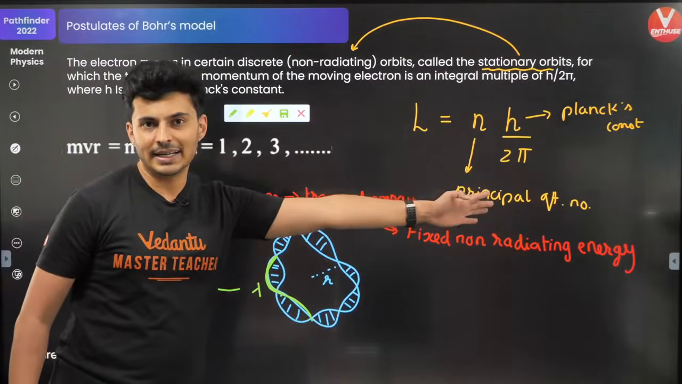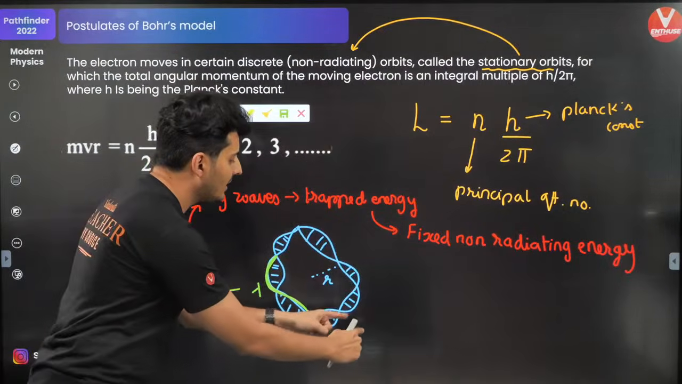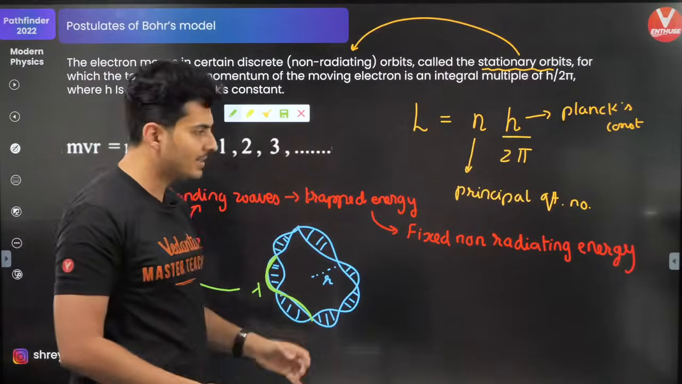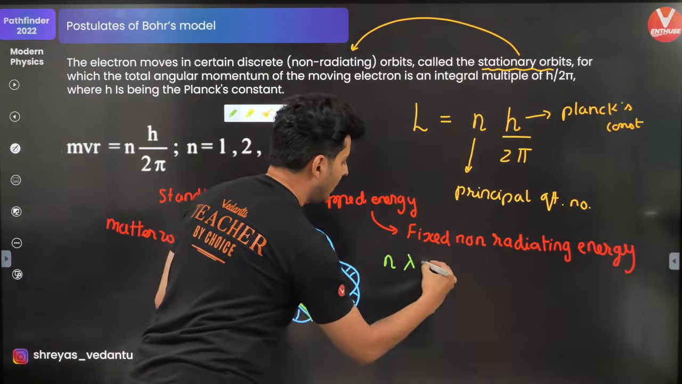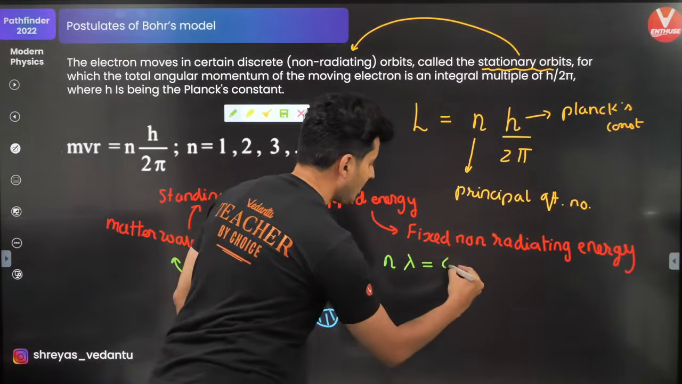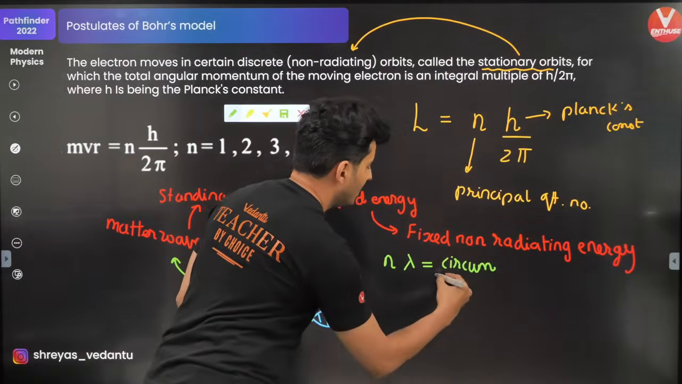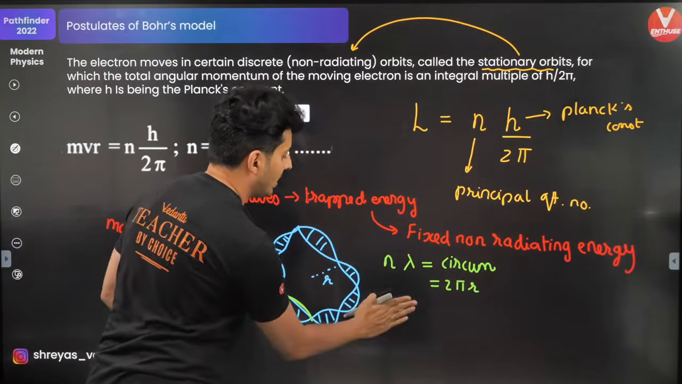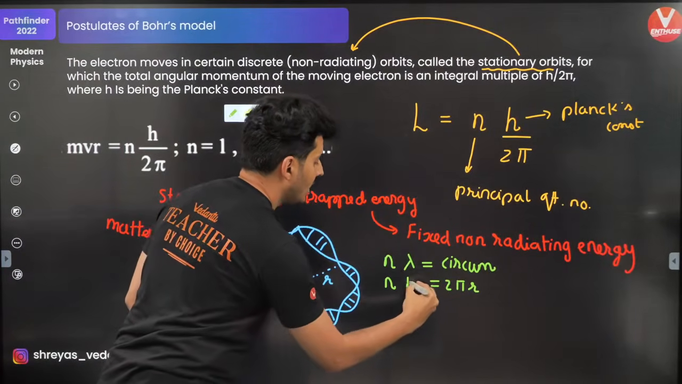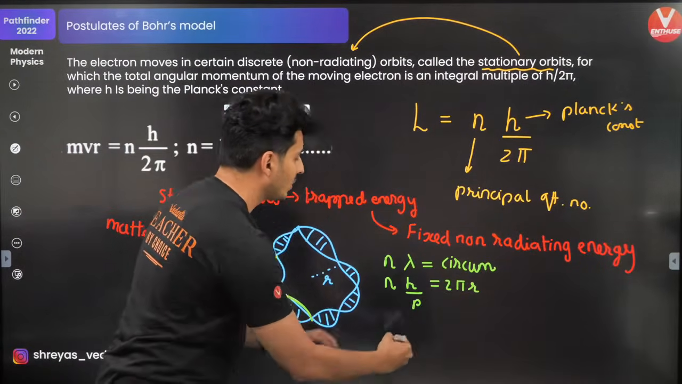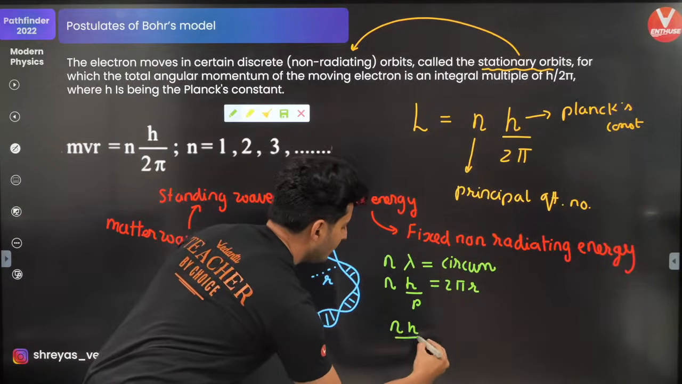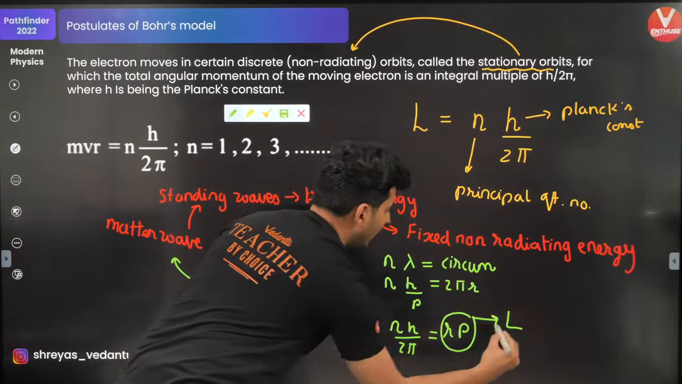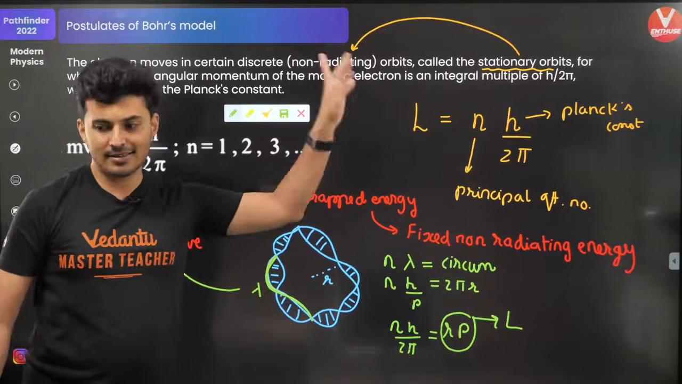From this you can easily say that there are always integral numbers of wavelengths: 1 wavelength, 2 wavelengths, 3 wavelengths, 4 wavelengths, always. So n times lambda will be the circumference, which is nothing but 2 pi r. And we all know lambda is h by p. Move this around, and you get nh by 2 pi is equal to r into p. What is r into p? It is nothing but L. So L is nh by 2 pi. That's how this is derived.